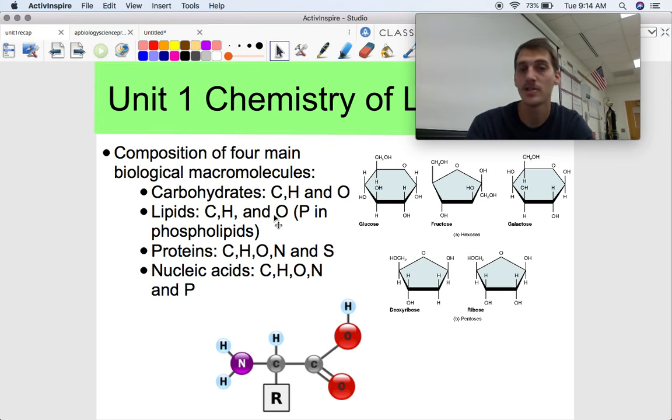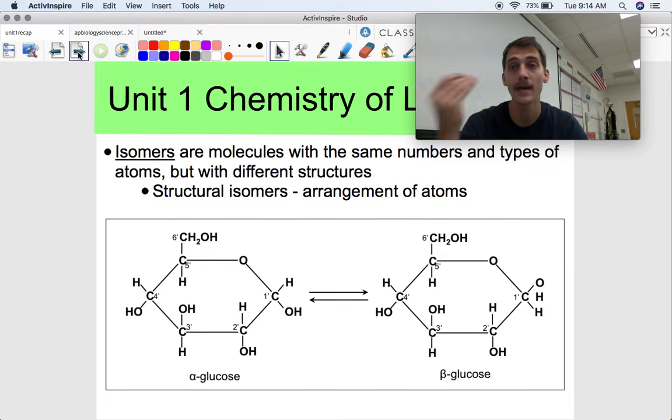Lipids have carbon, hydrogen, oxygen, and phosphorus in phospholipids, which is a very important type of lipid that we're going to talk a lot about in Unit 2. And proteins have carbon, hydrogen, oxygen, nitrogen, as you can see from this amine group over here in this amino acid, and sulfur. Some amino acids have sulfur. And then nucleic acids have carbon, hydrogen, oxygen, nitrogen, and phosphorus. So here are our 4 main biological molecules and the atoms they comprise.